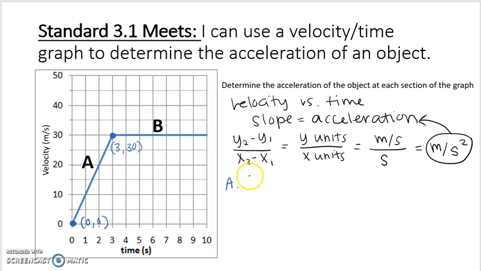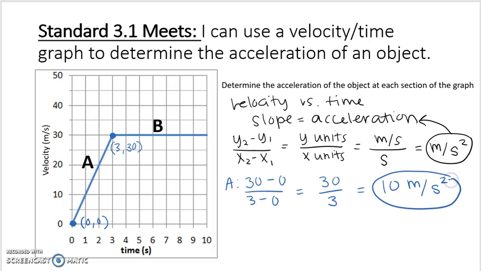So for A, I can take 30 minus 0, those are my y points, divided by 3 minus 0 to give me 30 over 3. If I divide that out, I get 10, and I want to include my units, meters per second squared. So for A, 10 meters per second squared is the acceleration.